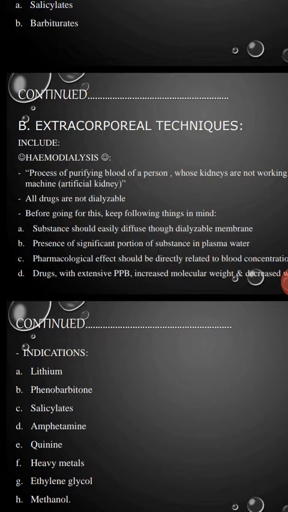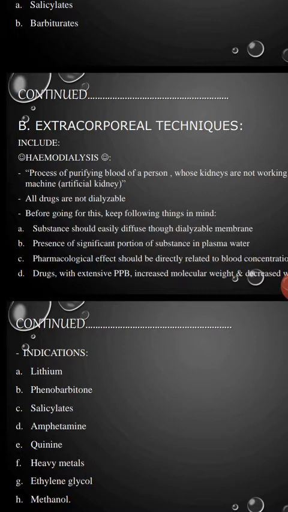You should be confident that a significant amount of drug is present in the plasma. The toxic effects are mainly because of pharmacological effects, which should be directly related to concentration. You do hemodialysis in order to decrease the plasma concentration of the toxins. Even if the concentration decreases, if the action does not decline, there is no use in utilizing hemodialysis. So the pharmacological effects of the drug should be directly related to the concentration.